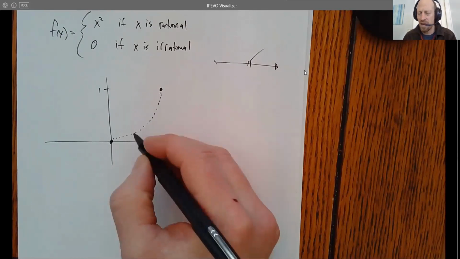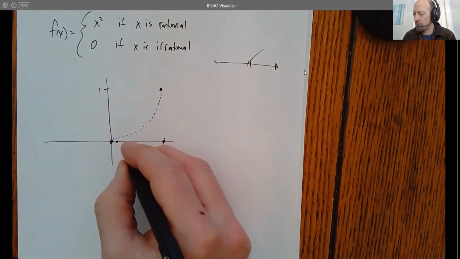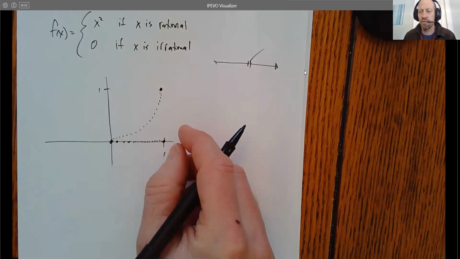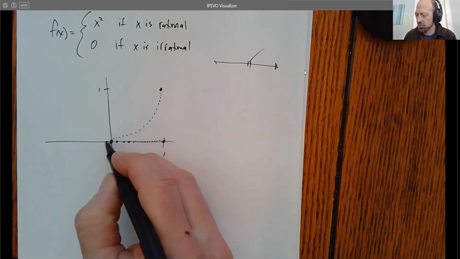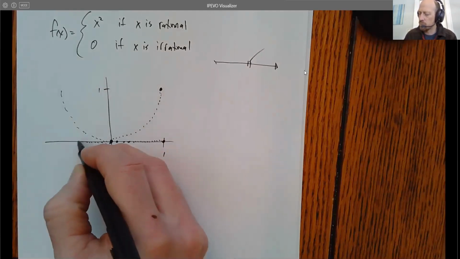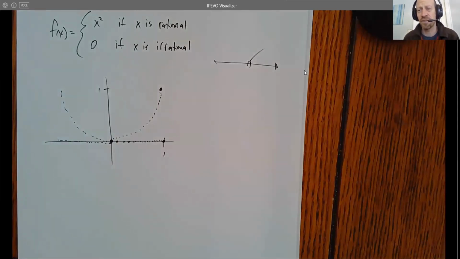Because every time I move along the number line and hit an irrational number, I'm just going to get 0. So at the same time, I also get all of these dots along the line f of x equals 0, and of course this extends to the other side as well. I've drawn it with a bunch of dots, but it would be so dense and solid you wouldn't actually be able to see those dots if it were somehow accurate.